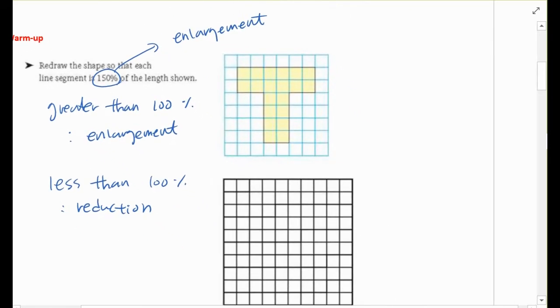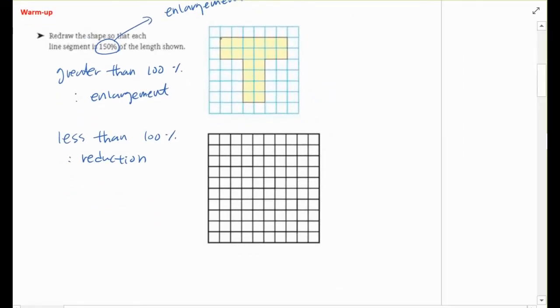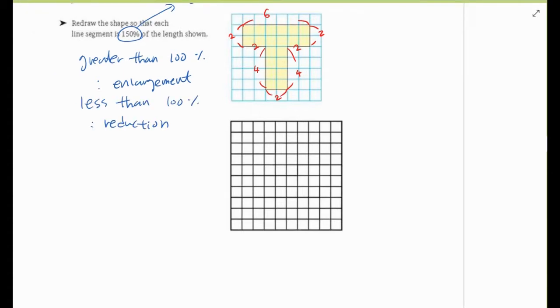Okay? Alright. So we are going to label the measurement of each side. So this is 2 squares, then 2, 4, 6 squares. And 2 squares, 2 squares, 2 squares, and 4 squares, 4 squares, and 2 squares. I want you to look at 150% of the length. So write this down, 150% of the length.